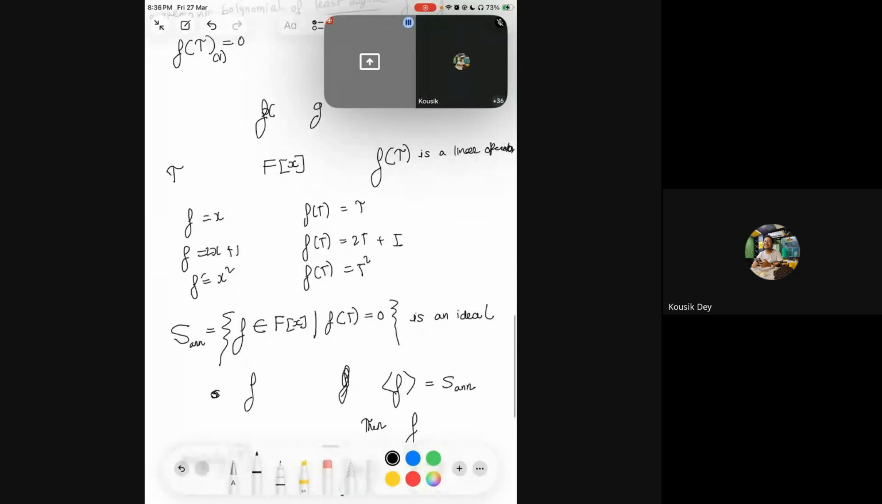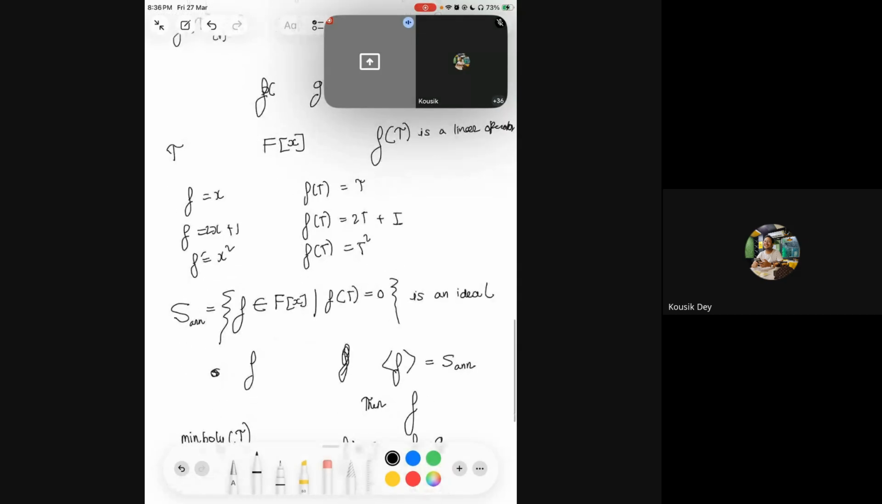But there is one problem. How are you sure that this won't be the zero ideal? The minimal polynomial must be a non-zero polynomial, right? Yes, sir. But why is it true that S_T is not the zero ideal? Why must a non-zero annihilating polynomial exist? Are you getting the question?